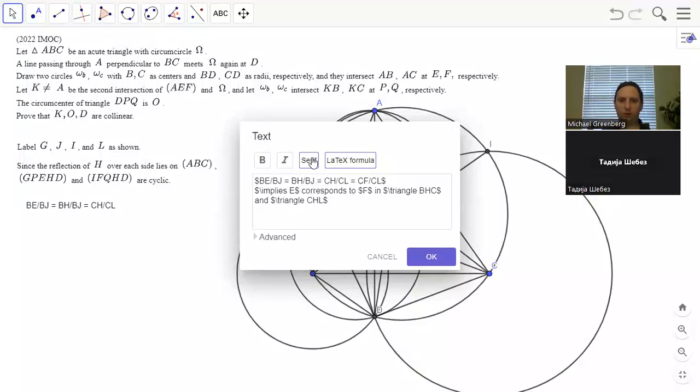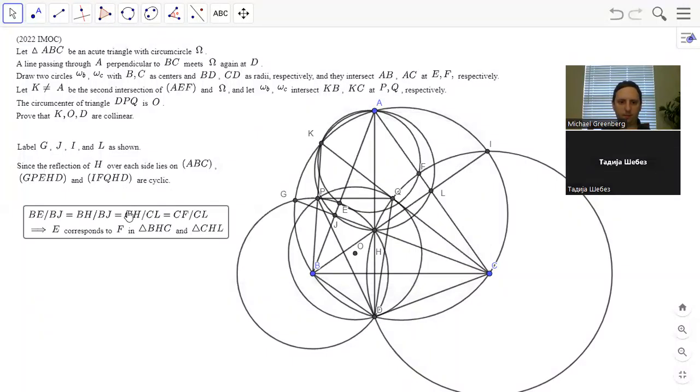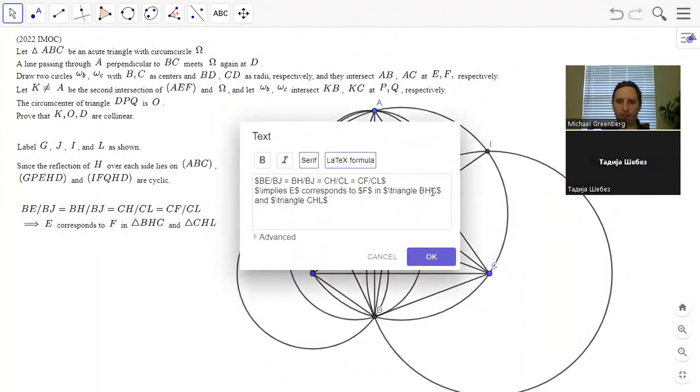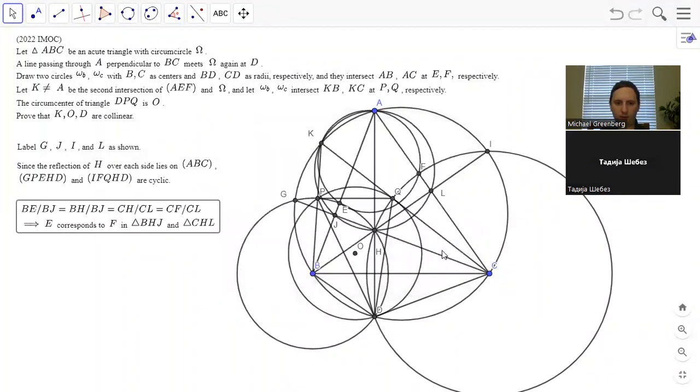All right. EHJ, CHL. And once we know that, from there we have BEK is similar to CFK. So that means that, you can say then a spiral similarity takes E to F. Yeah, that's the quickest.